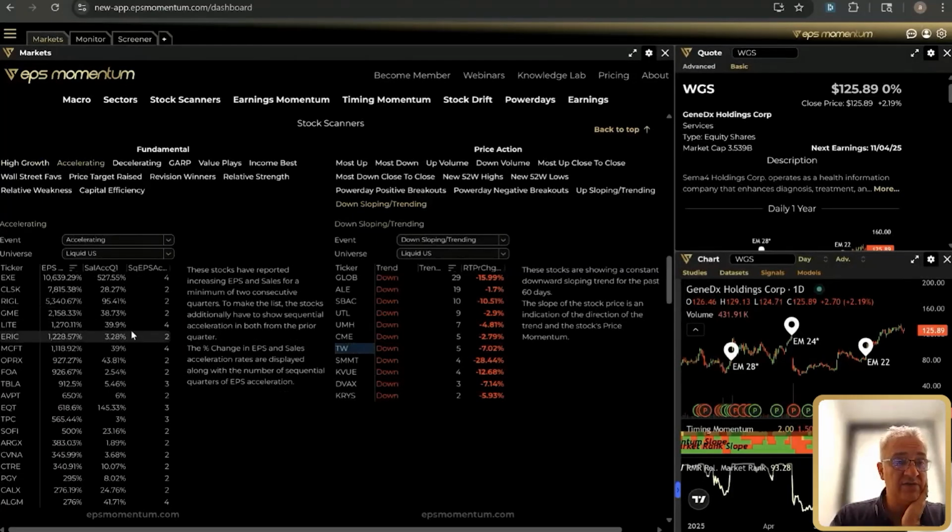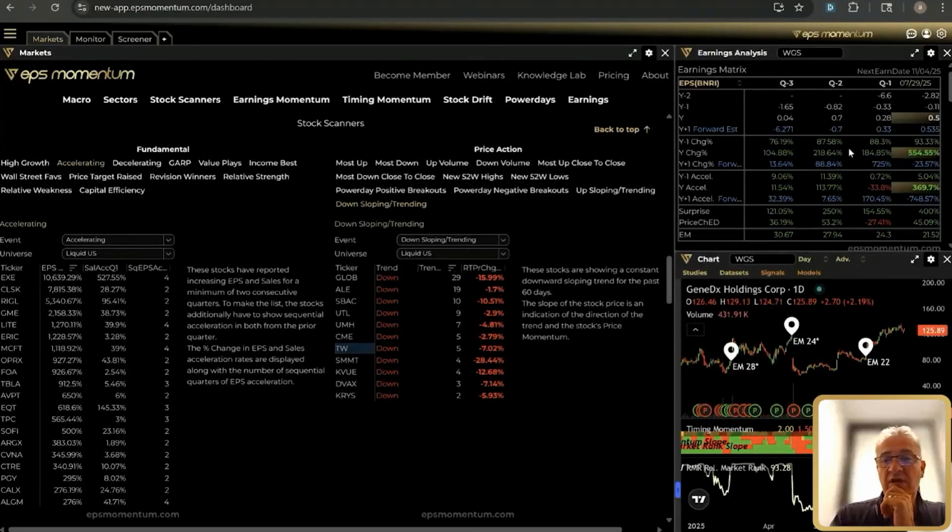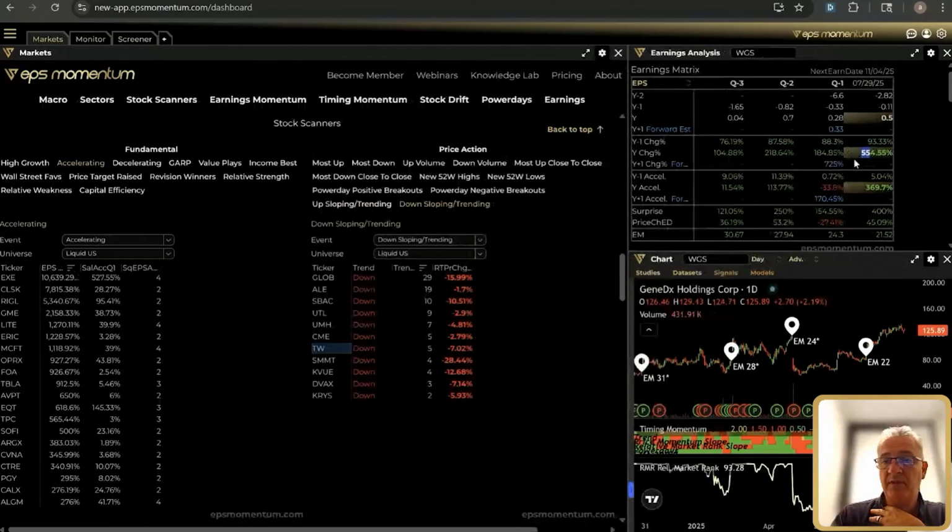Accelerating and decelerating. So this is all about acceleration. So it's the change from one quarter to the next. So what you can do is you can go into the earnings analysis and have a look at the growth, which is the actual earning per share produced by the company. Make it a little bit bigger.